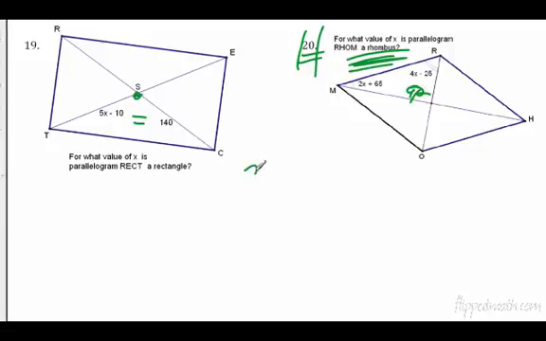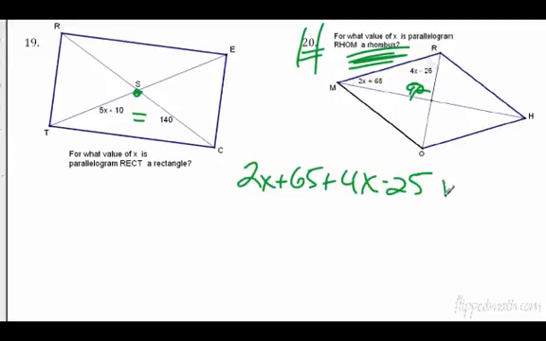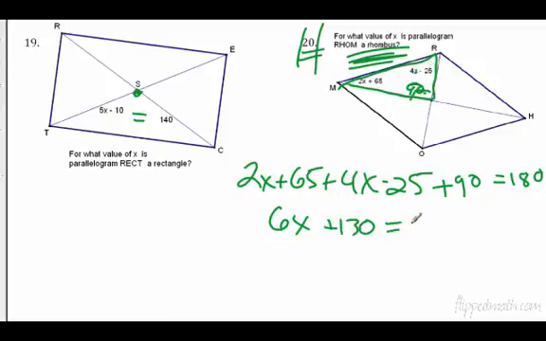So our equation is 2x plus 65 plus 4x minus 25 plus a 90 has to equal 180 degrees because I'm looking at this triangle right here. Okay, all of these angles, when you add them, equal 180 degrees. Let's add it up. Combine like terms. 6x, 65 minus 25 is 40 plus 90 is 130 equals 180.